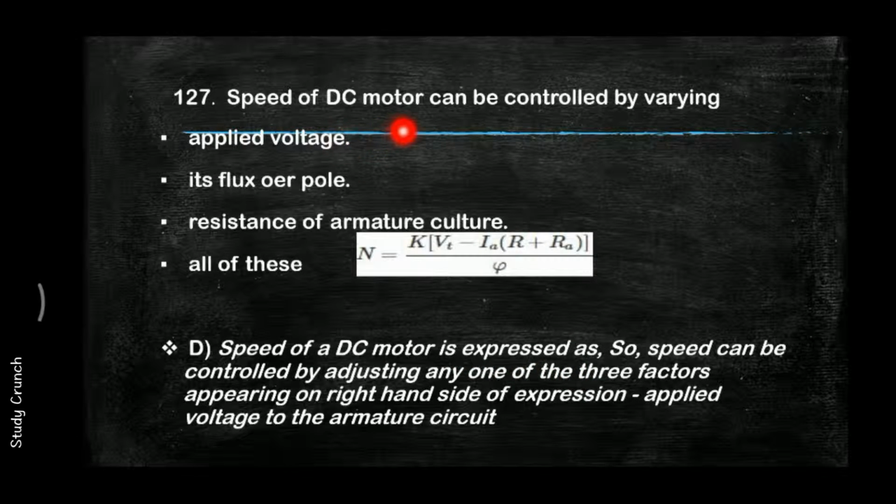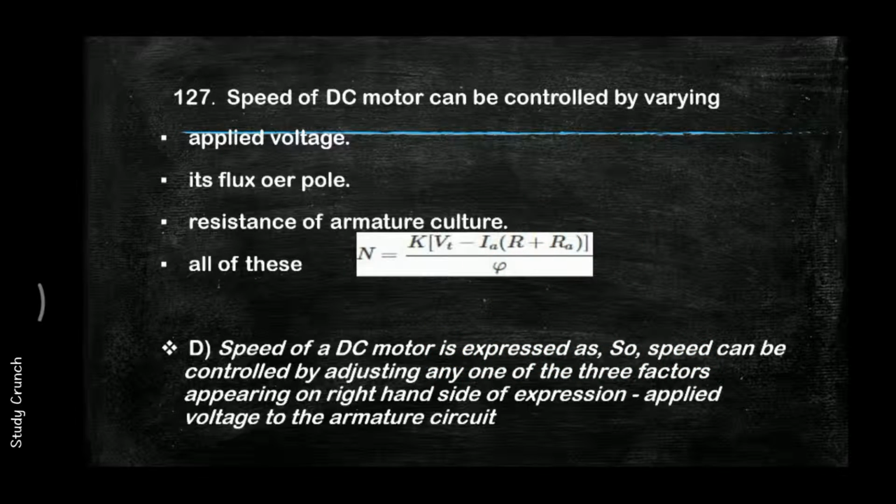Next, speed of DC motor can be controlled by varying. So the answer is it is controlled by varying the applied voltage, its flux per pole, as well as the resistance of armature circuit. We know that the speed of DC motor is expressed as this. So speed can be controlled by adjusting any of the three factors appearing on the right hand side of the expression.